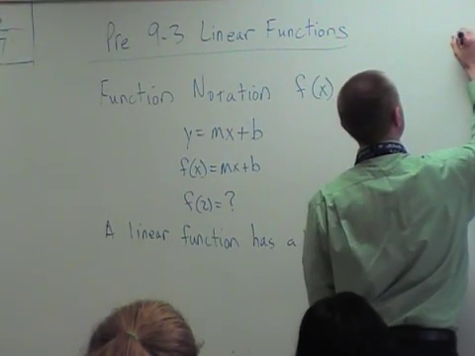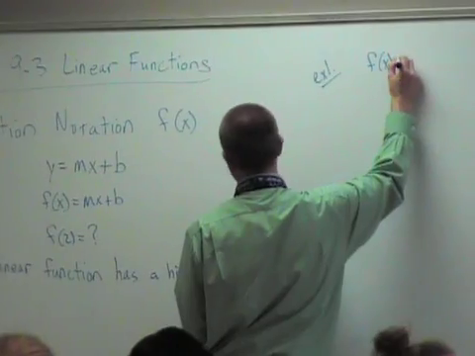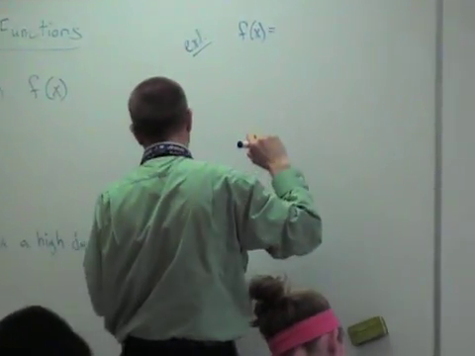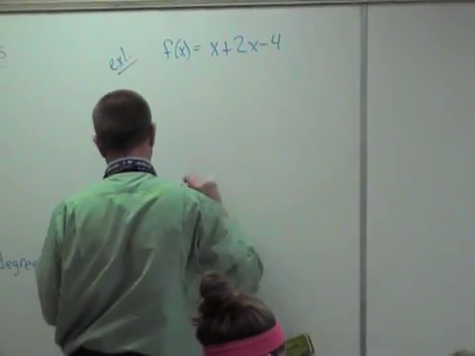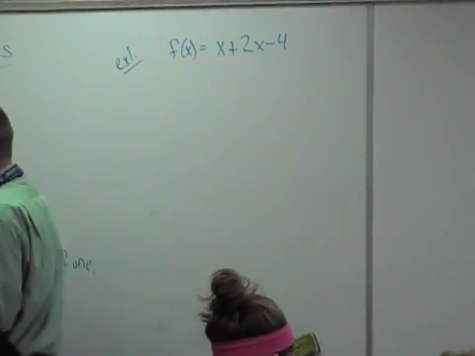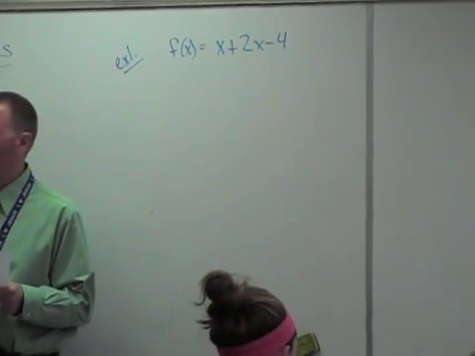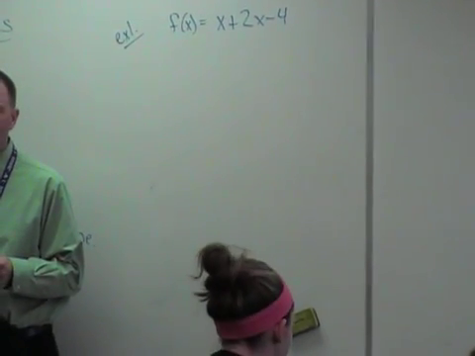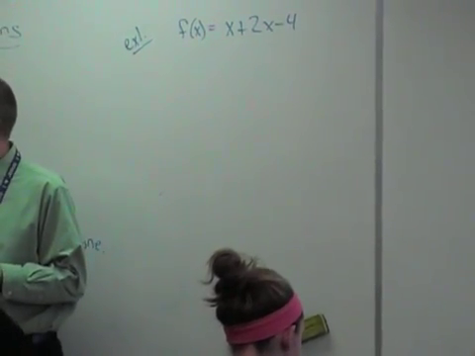Example 1. F of x, y, equals x plus 2x minus 4. All right, here's what I want you to do. First of all, tell me whether or not it's linear. It is. Yes. How do you know? Because all the exponents are positive 1.